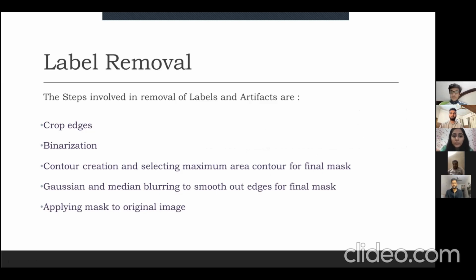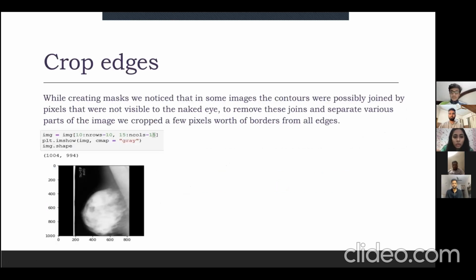These are the steps that were involved in removal of labels and artifacts: crop edges, binarization, contour creation, and selecting the maximum area contour for the final mask; Gaussian and median blurring to smooth out edges for the final mask; and applying the mask to the original image. Next, crop edges. While creating the mask, we noticed that in some images, the contours were joined by pixels that were not visible to the naked eye. So to remove these joins and separate various parts of the image, we cropped out a few pixels' worth of borders from all the edges.